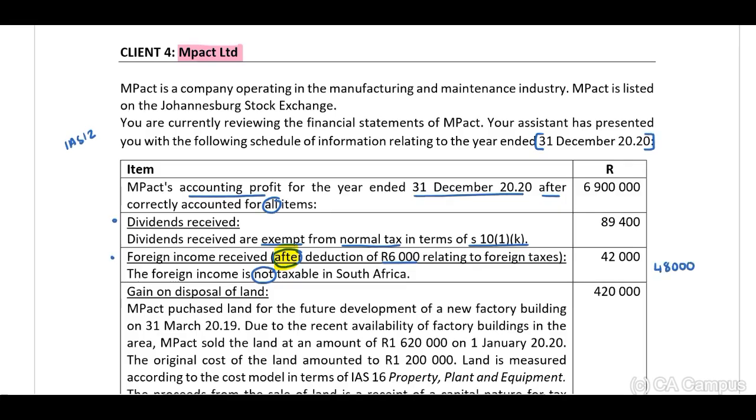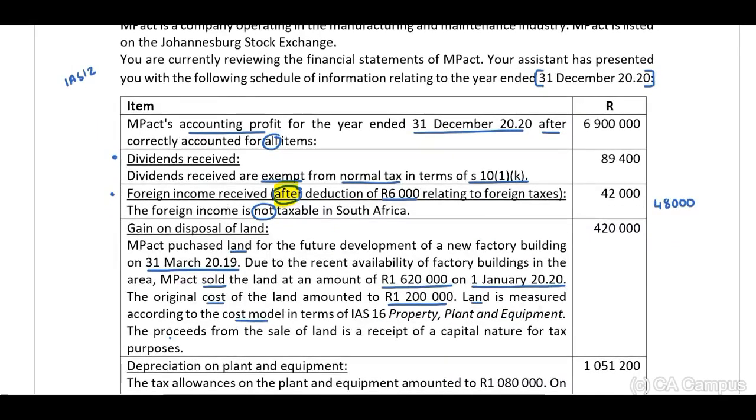Gain on disposal of land. Impact purchased land for future development of a new factory building on 31 March 2019. Due to the recent availability of factory buildings in the area, Impact sold the land at an amount of 1,620,000 on 1 January 2020. The original cost of the land amounted to 1.2 million. Land is measured according to the cost model in terms of IS16. The proceeds from the sale of land is a receipt of a capital nature for tax purposes.